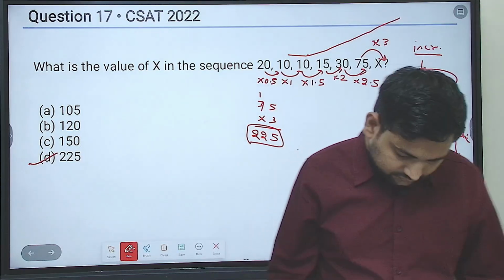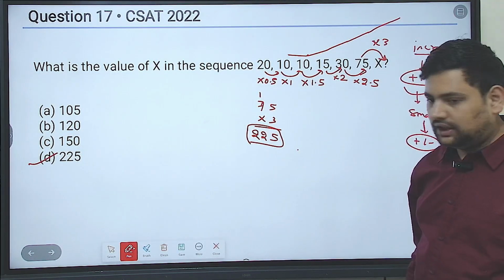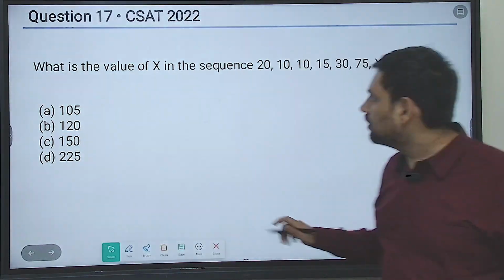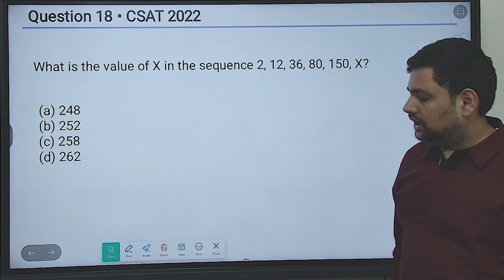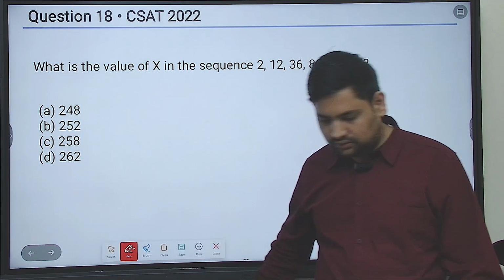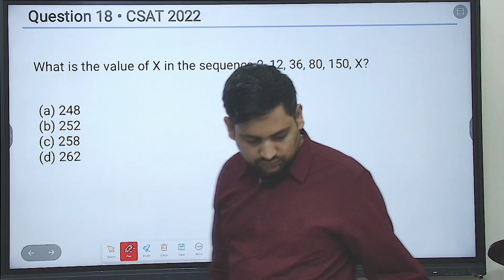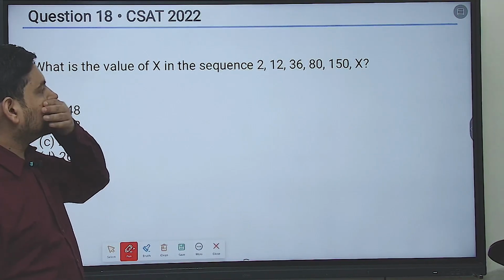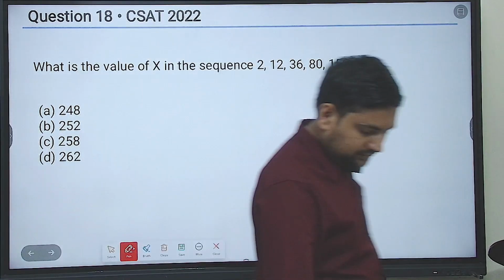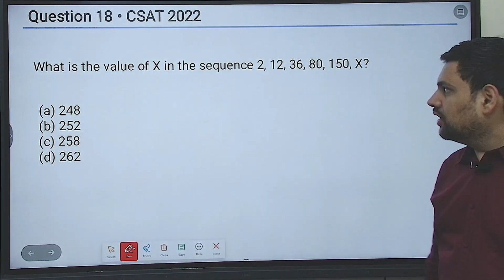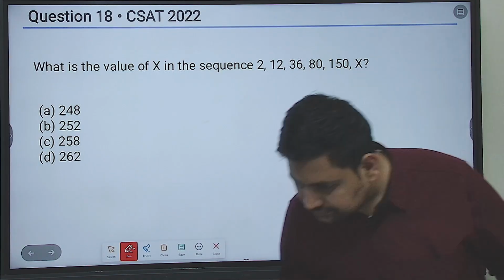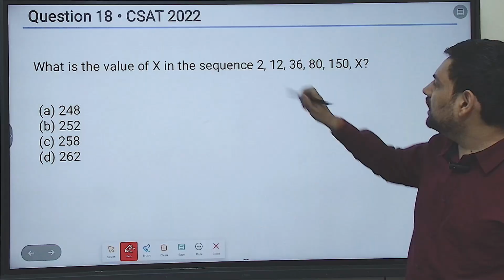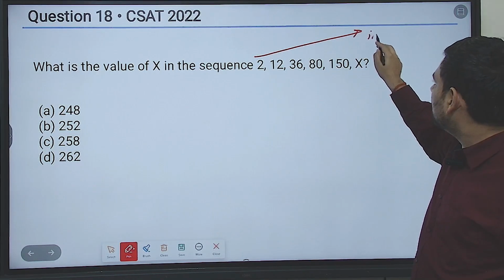Understood? Okay, then next. Yeah, let's try this. So what it says: 2, 12, 36, 80, 150, x. Now see, this question you will learn it. So if you see here, 2, 12, 36, 80, 150, clearly this is an increasing series.